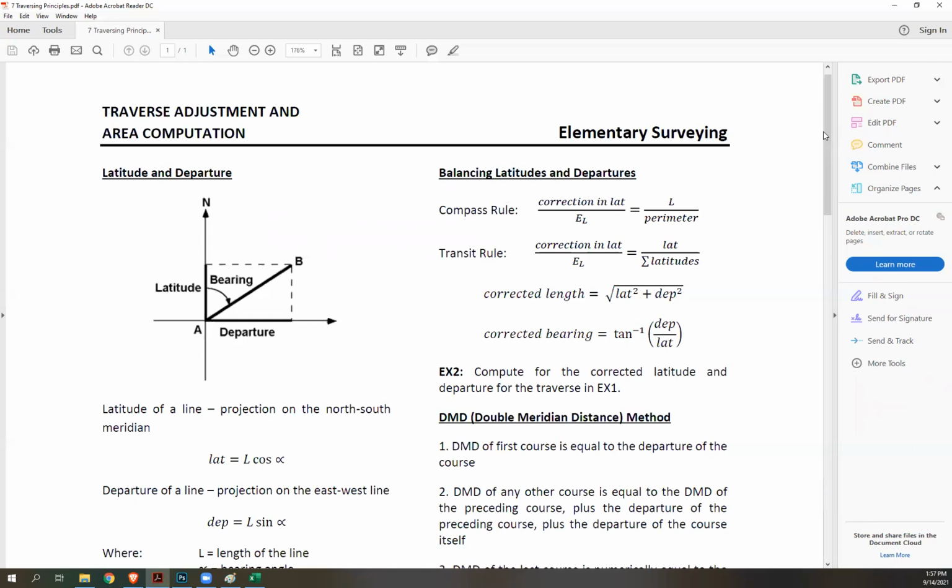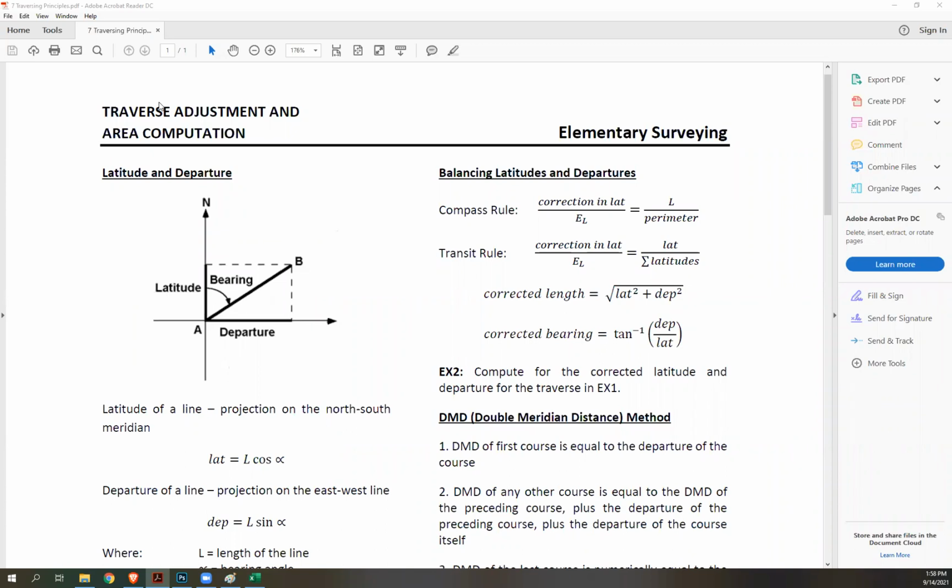Which is balancing. So of course, we're not just gonna let our errors be there. We have to correct those errors, and we call that balancing latitudes and departures. There's 2 ways to do that. One is using compass rule, the other is using transit rule.